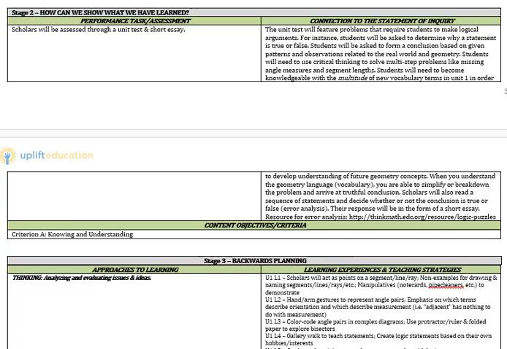All right, moving on to stage 2. We have the performance task and assessment. In this unit, it's such a short unit, they're only going to be assessed through a unit test and a short essay. And you guys can pull up the unit test, it's on Blackboard.